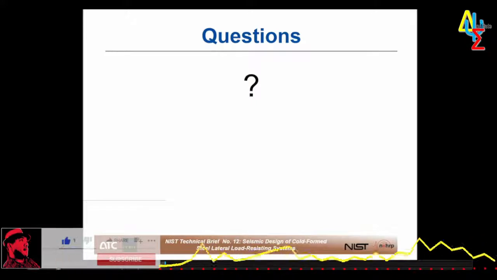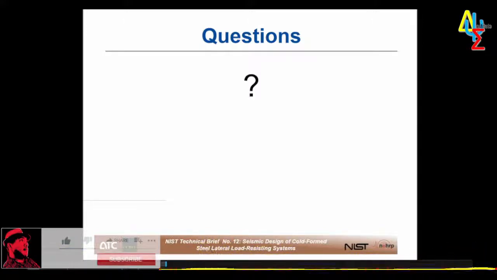Okay, and the last one for you here, to see if you can think of this off the top of your head, but if you could recommend a good textbook to learn about design of CFS.